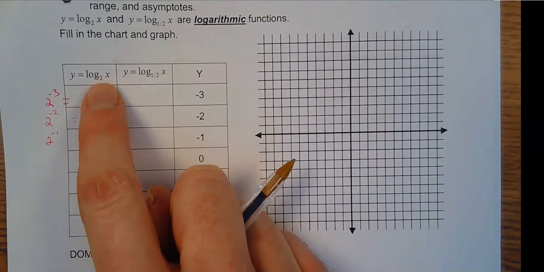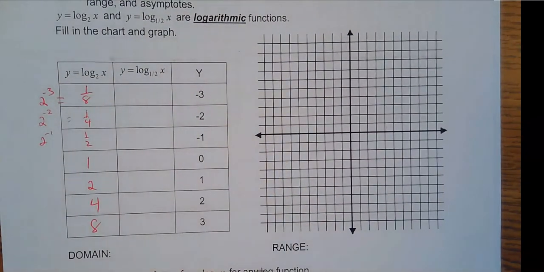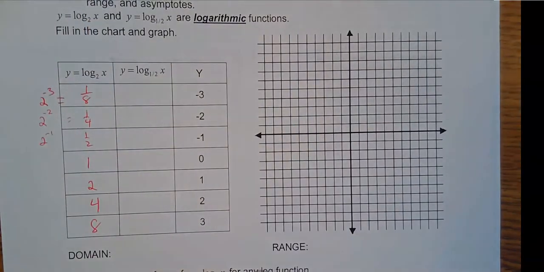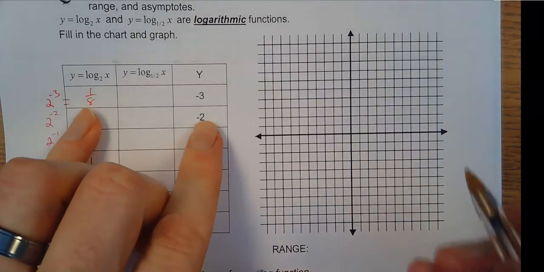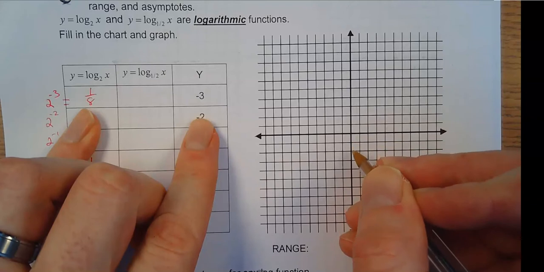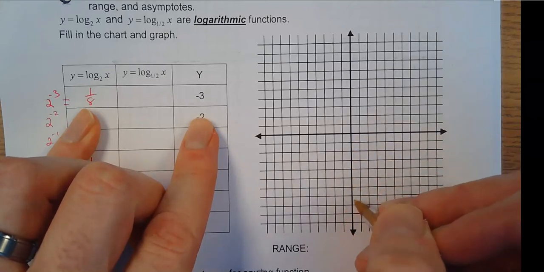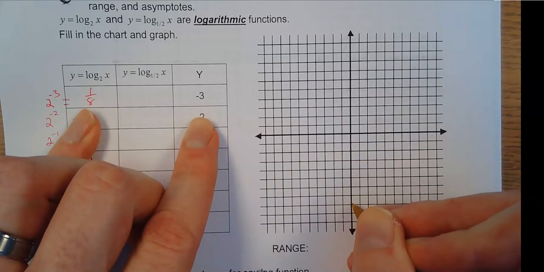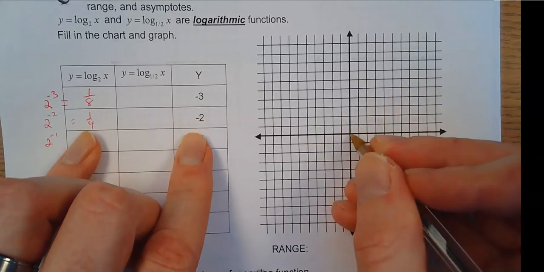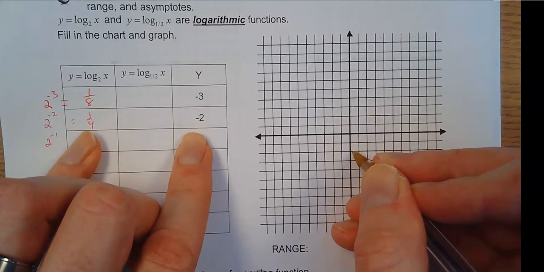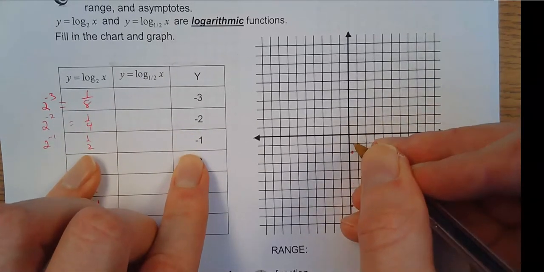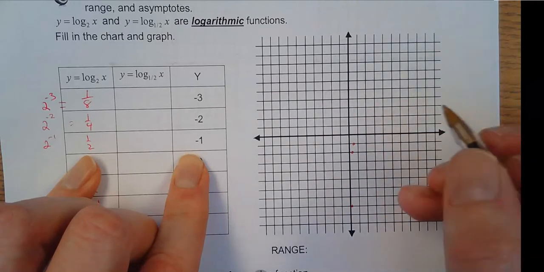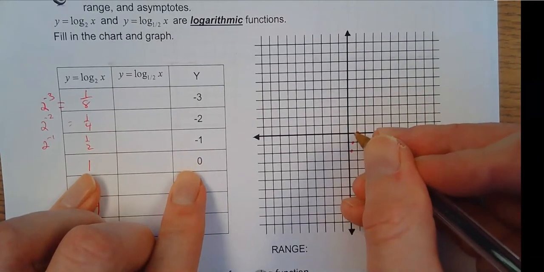And again, this is just kind of like the parent function. They're all going to have the same shape, and just the base will change a little bit about it, but not a ton. So if I were to graph these, 1/8 is just barely over, down to -3. I'm just barely on the right side here, and then go to 1/4, -2. I'm way up here already. Then 1/2, -1, and then 1, 0.